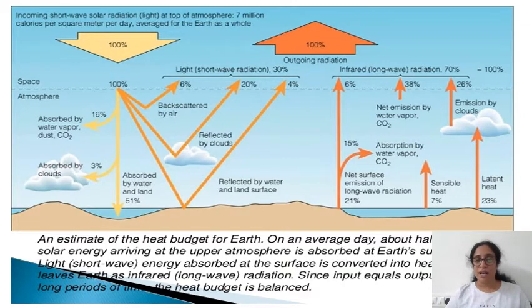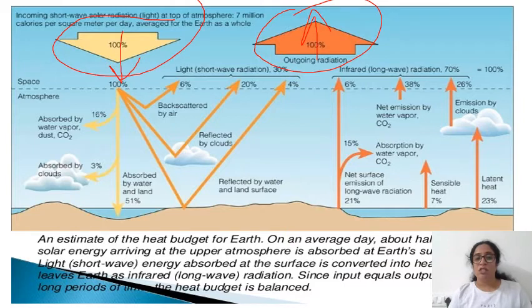Now in this diagram, you can see that some amount of solar energy is coming inside the Earth's atmosphere, and some amount of energy is leaving it. This is the incoming solar radiation, and this is the outgoing radiation. The balance maintained between these two is the heat budget of the Earth. As I told you, it is very important to maintain the heat budget. Let us see how this heat budget is maintained.